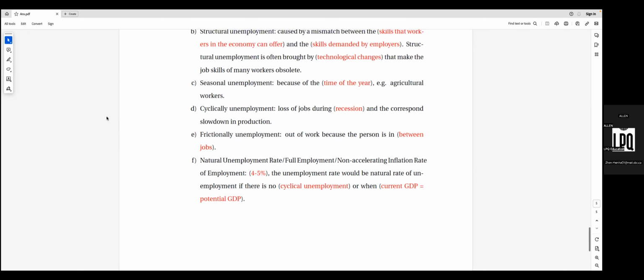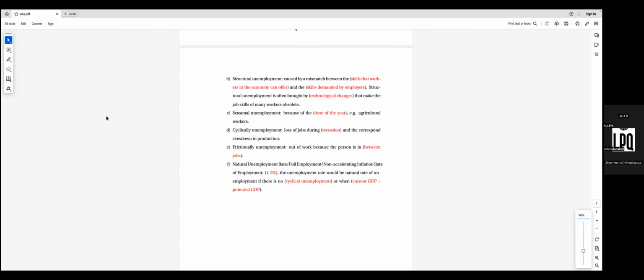Because of this, remember this is the goal of our macro policy. It's not to lower the unemployment rate down to 0%. No, we don't want to do this. Let's repeat again, as a government, we don't need to lower the unemployment rate down to 0%. We don't need to do that.